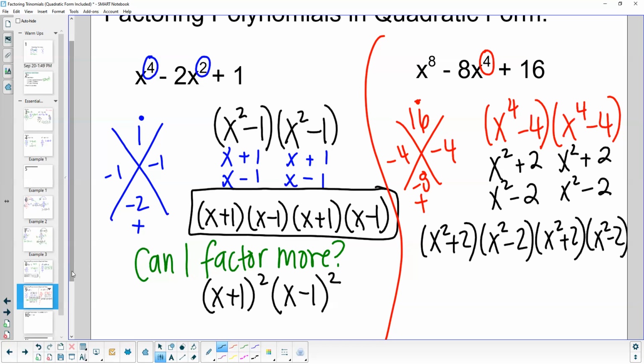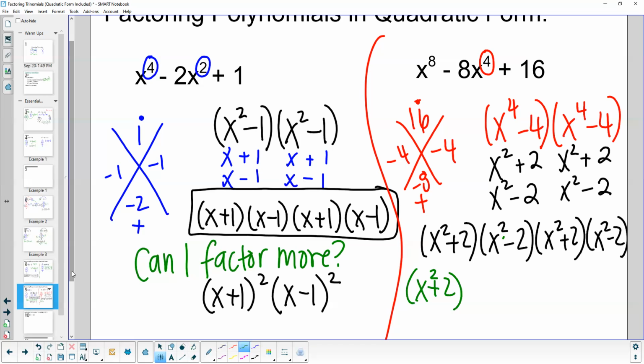Now, could we continue trying to factor this? I guess if you wanted to. And is there another way that we could write it? Yes. But do we need to check to see if these factor anymore? Definitely. So is x squared plus 2 a perfect square? Yes. But because of this plus, we can't factor this one. So we know that this is going to be part of our final answer there. Our x squared minus 2.